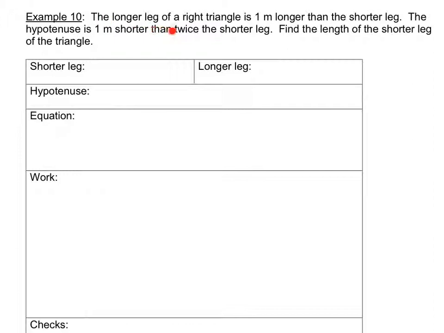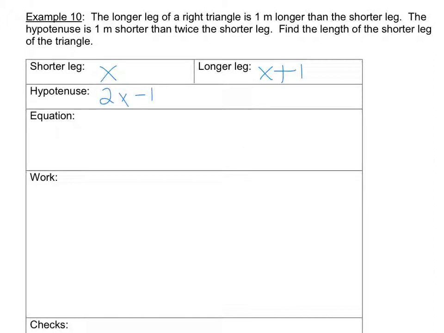Alright, it says the longer leg of a right triangle is 1 meter longer than the shorter leg. The hypotenuse is 1 meter shorter than twice the shorter leg. So find the length of the shorter leg of the triangle. Okay, so the shorter leg is just x. 1 meter longer is x plus 1. But then it says the hypotenuse is 1 meter shorter than twice the shorter leg. So twice the shorter leg minus 1.